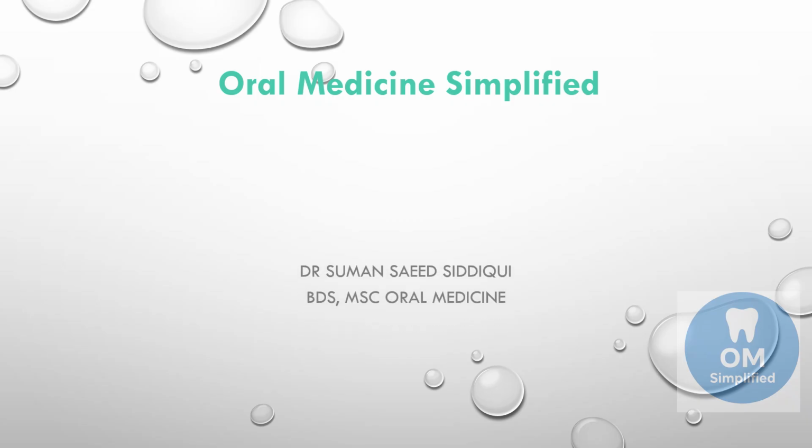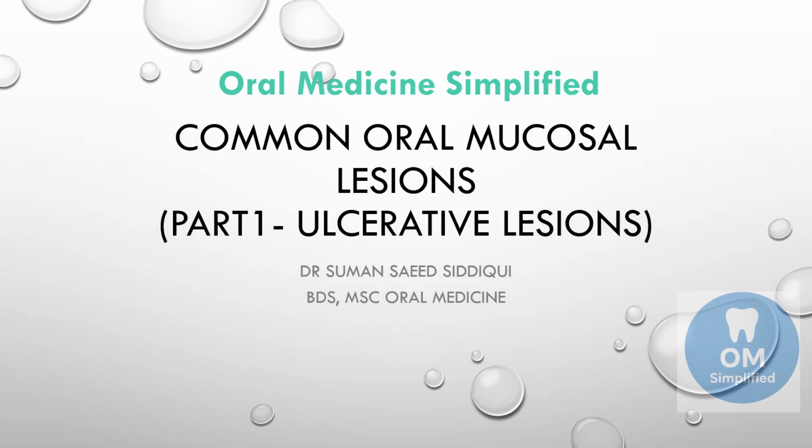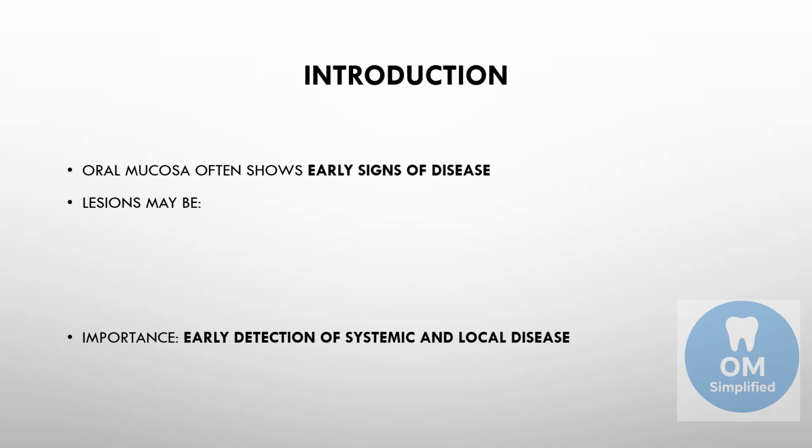I am Dr. Suman Saeed Siddiqui, and in this video we'll discuss common oral mucosal lesions, focusing today on ulcerative lesions caused by viruses. The oral mucosa often gives us the earliest signs of disease. These lesions may appear as ulcers, white patches, red patches, or pigmented spots. Identifying these early can help detect both local oral problems and sometimes even systemic diseases. Let's start with ulcerative lesions.